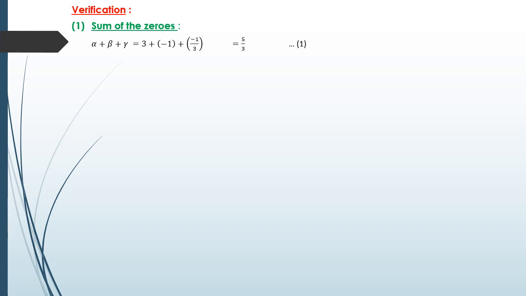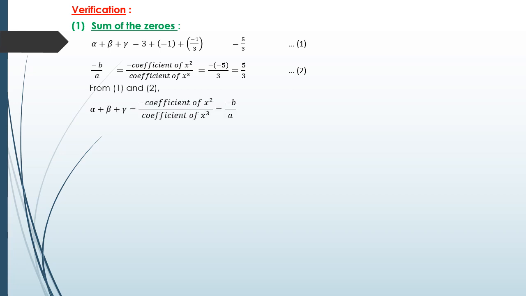Now we have to show that the sum of the zeros, that is alpha plus beta plus gamma, is equal to minus b upon a. That is nothing but negative coefficient of x square divided by coefficient of x cube. So minus coefficient of x square is minus 5. So minus of minus 5 divided by coefficient of x cube, which is 3, is equal to 5 upon 3. Let us call this equation number 2. So from equations 1 and 2, we can see that both the values are equal. It means that alpha plus beta plus gamma is equal to minus b upon a, that is negative coefficient of x square divided by coefficient of x cube.